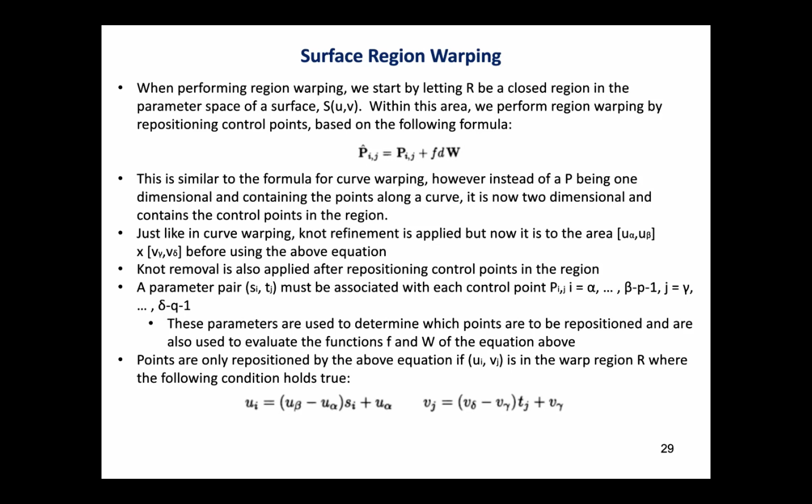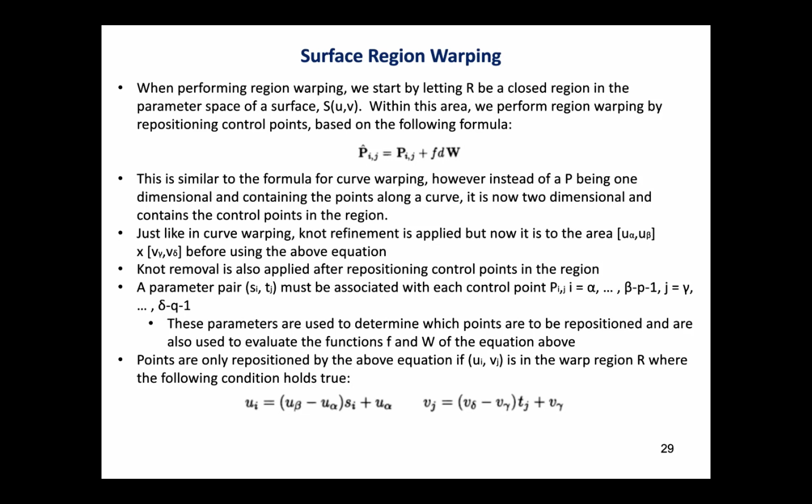A parameter pair S sub i, T sub j must be associated with each control point P sub ij, where i goes from alpha to beta minus P minus 1, and j goes from gamma to delta minus Q minus 1. This is similar to the parameter T sub i that was associated with each P sub i from the curve warping formula. But now, since P sub ij is two-dimensional, we need a parameter pair to go along with that.